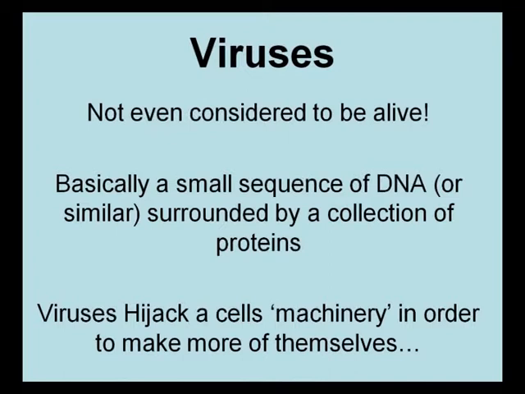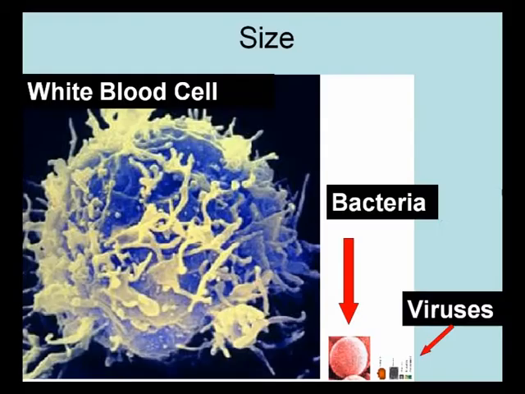So basically, a virus is a small sequence of DNA, and I've put or similar. So sometimes it can be something called RNA, which is a very similar molecule. Basically, either way, it's a piece of genetic information surrounded by a collection of proteins, and that's it. So viruses hijack a cell's machinery in order to make more copies of themselves. So they're really just these little self-replicating protein bubbles with a bit of DNA or RNA inside them.